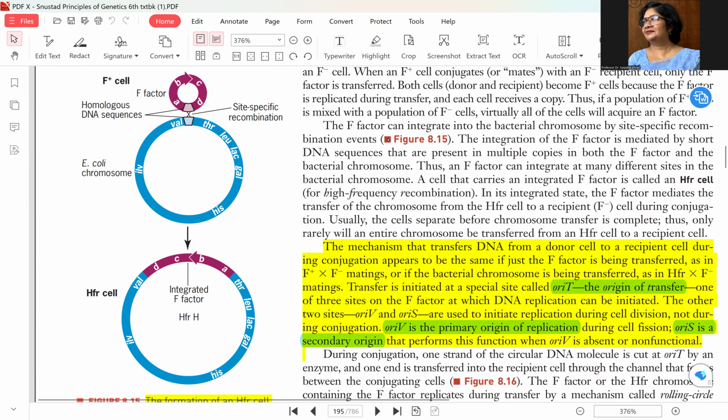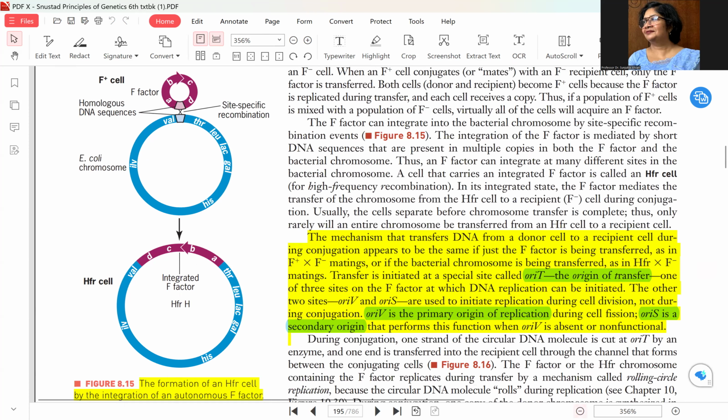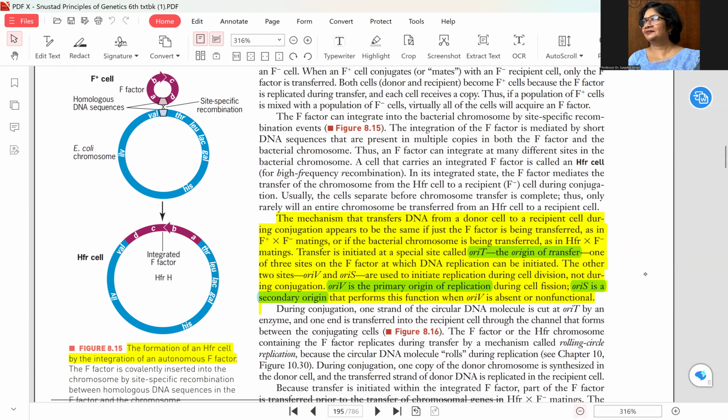And because these sequences are very short in size, the process of site-specific recombination takes place. And because of this recombination, F factor becomes integrated into the bacterial cell. When F factor becomes integrated, we call it an HFR cell, as opposed to an F plus cell, where the F factor is present free in the cytoplasm.